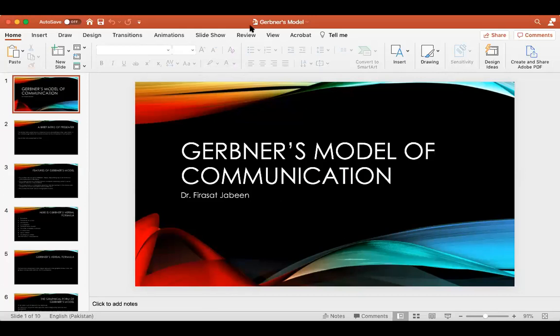Good. Let's begin our discussion on Gerbner's model then. The model was proposed by George Gerbner. He is one of the famous names in the field of communication. He is known for his theory on cultivation, which says that media cultivates attitudes in people. And he has written a lot on the effects of television in mass media. George Gerbner was also the dean of the Annenberg School of Communication at the University of Pennsylvania, which is a very well-respected school in the field of communication.